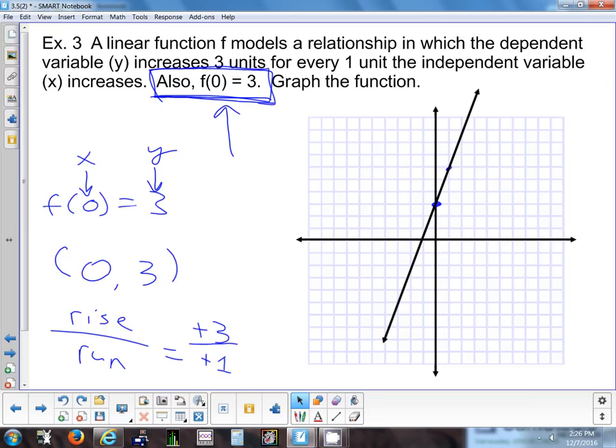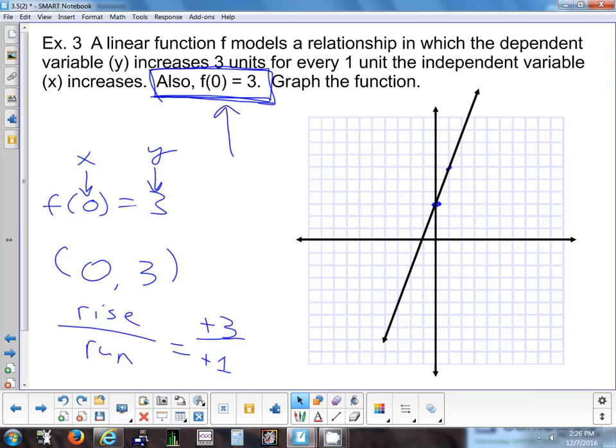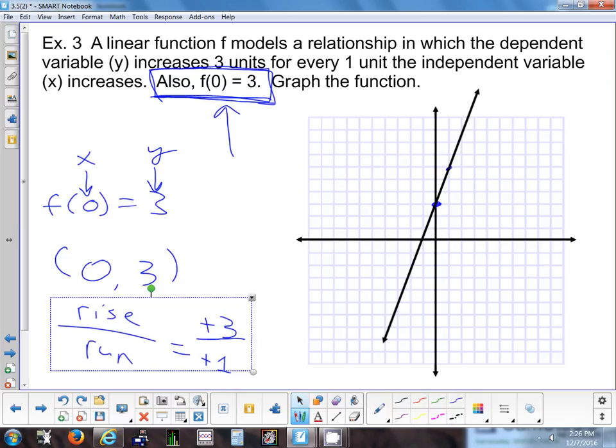What if it said the dependent variable decreases by 3 for every 1 unit the x goes up? What would change here if it said it decreases by 3? Right, this would change. The plus sign in front of the 3 would become a minus. All right? Any questions on that one?